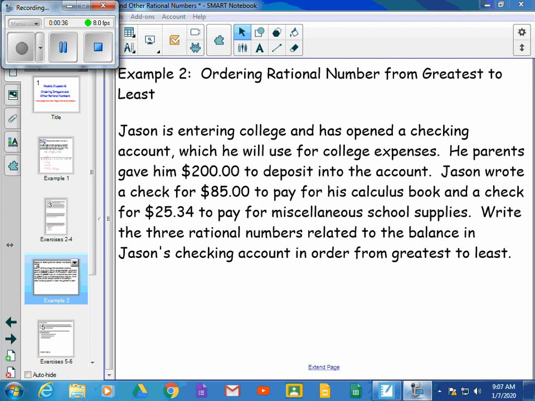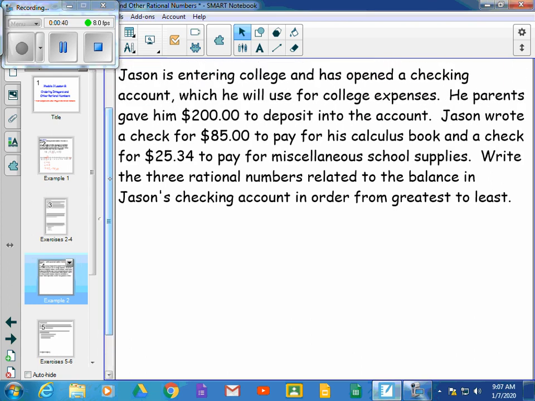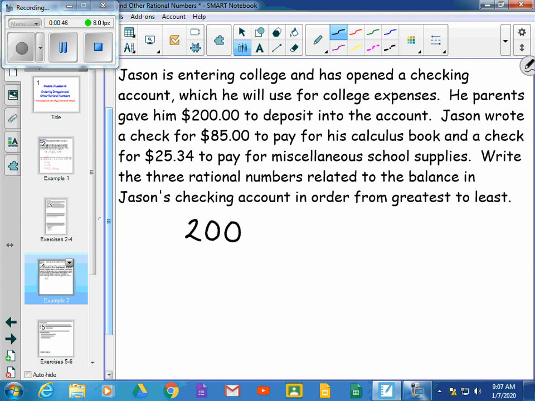to least. Well, first what we've got to do is figure out what those rational numbers are. If his parents gave him $200, that's a positive amount. So one of our numbers is going to be positive 200. If he writes a check for $85, that's going to represent losing $85 out of the account. So we have a negative 85. And then he also writes a check for $25.34. That's also negative.